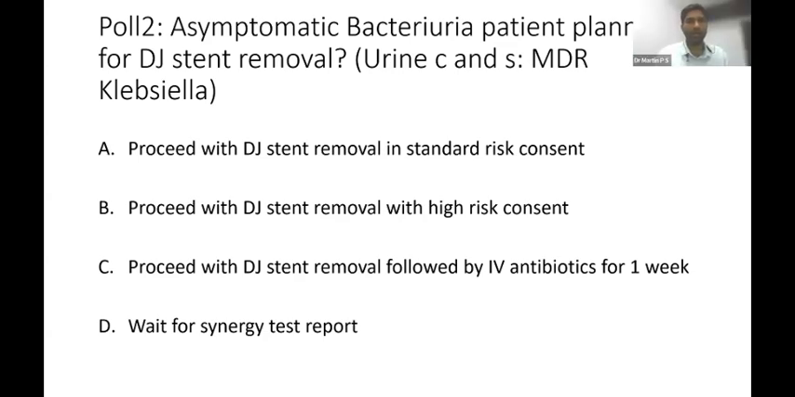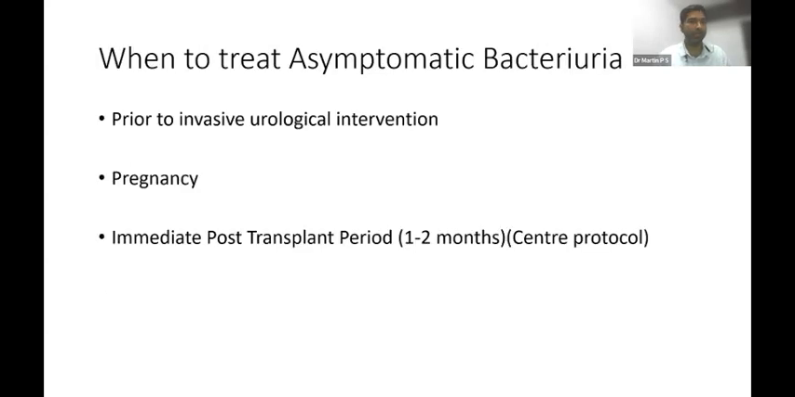So there are specific guidelines on when to treat asymptomatic bacteria. Prior to an invasive urological intervention, you are supposed to treat asymptomatic bacteriuria. In pregnancy also, the treatment is required. The immediate post-transplant period is slightly a gray area, where some centers say that the first immediate post-transplant period of 1 to 2 months is a very risky area, and in that period, asymptomatic bacteriuria should be treated.